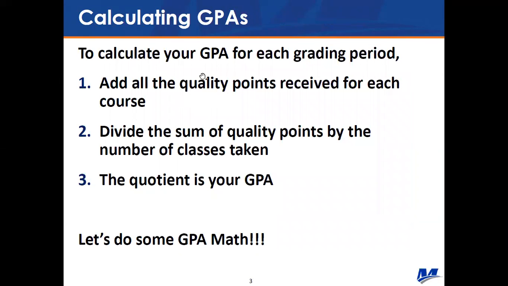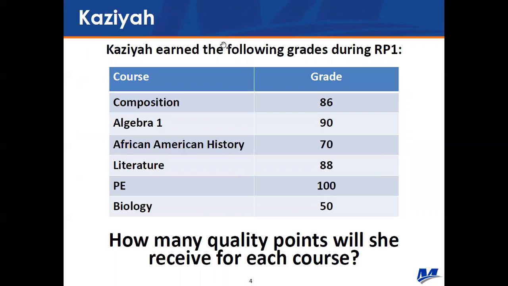So how do you calculate your GPA for each grading period? The first thing that you want to do is add all of the quality points received for each course, divide the sum of the quality points by the number of classes taken, and the quotient that you will have is your GPA. So Keziah earned the following quality points during RP1. All of the quality points are right here.